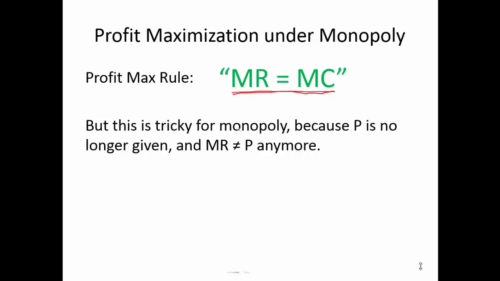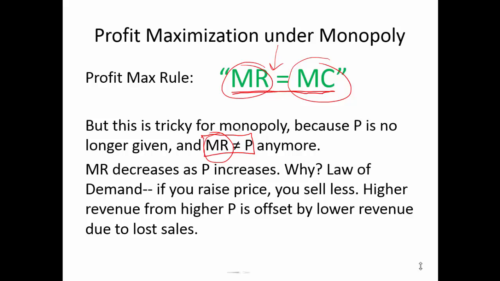So monopolists can raise price, of course quantity will go down. Monopolists can cut price, quantity will go up. What that means is marginal revenue does not equal price anymore. So now we have to find the marginal revenue function for the monopolist. We might know the marginal cost curve. Now we have to discover what the marginal revenue curve is in order to do this calculation, and then we'll proceed from there.